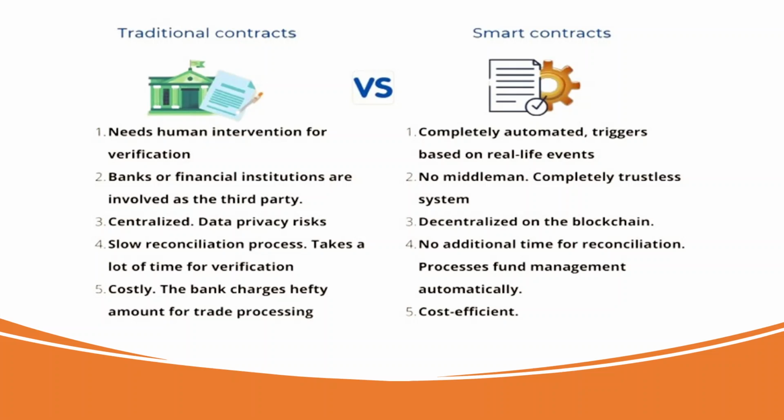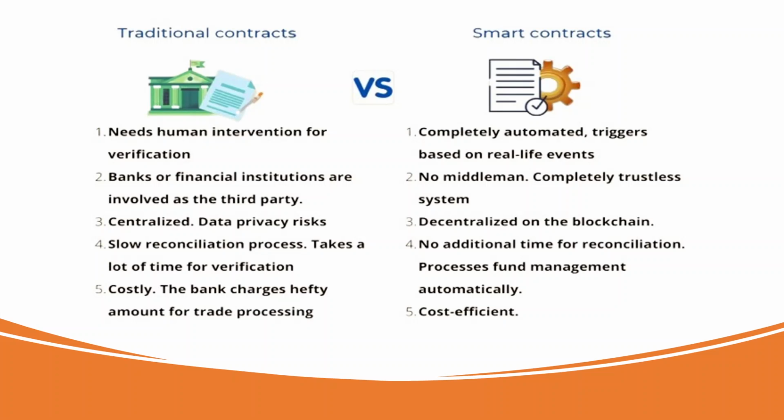So let's discuss the basic difference between traditional contracts and smart contracts. In traditional contracts, human intervention is needed for verification, but in smart contracts, everything is automated and triggered based on real life events. Banks or financial institutions are involved as a third party, but there is no middleman in smart contracts. Traditional contracts are centralized, so there is a risk of data privacy leaks. Smart contracts are decentralized on the blockchain, so they are secured.